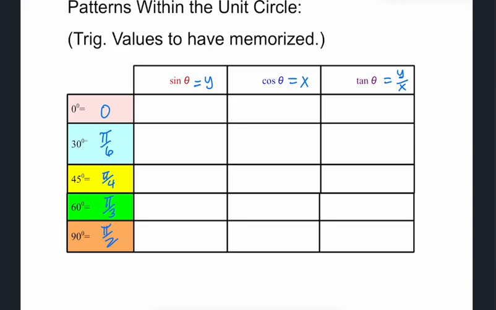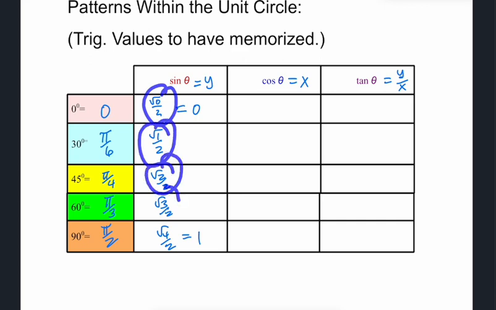This is something cool. I just want to show you how it works. The sine is the y value. At 0, we are at no height. So I'm going to show you a little trick. This is square root of 0 over 2, square root of 1 over 2, square root of 2 over 2, square root of 3 over 2, square root of 4 over 2. If we look at the y's, they start at 0, they end in 1. It's just a little trick.